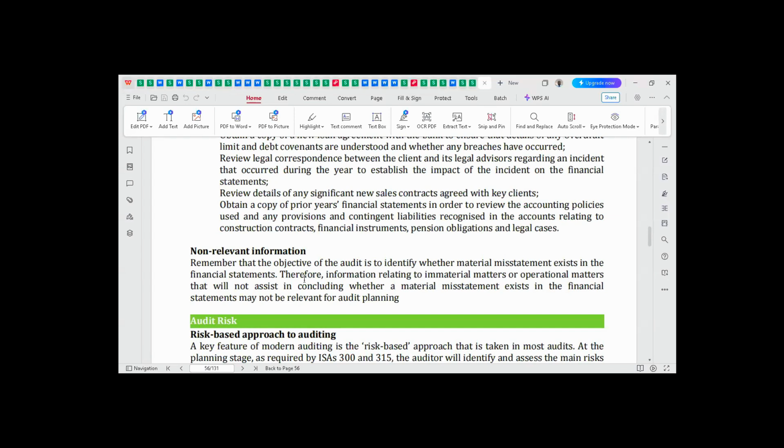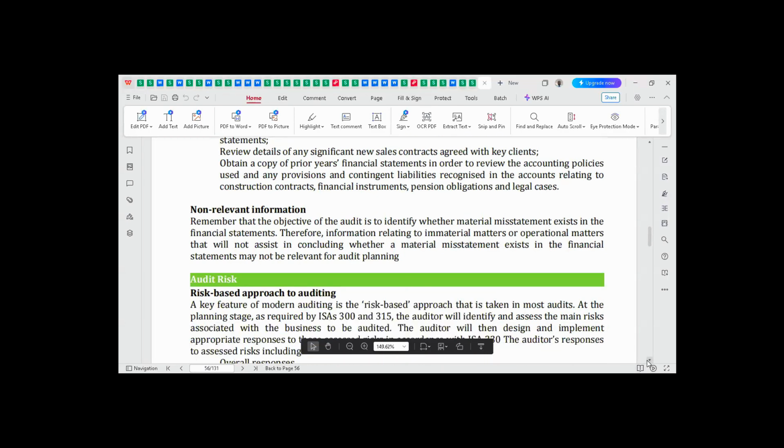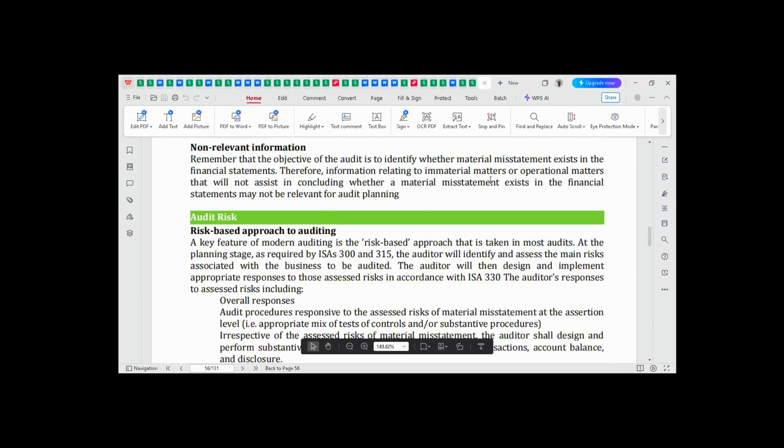But what that means is that the objective of the audit is to identify whether material misstatement exists in financial statements. Therefore, information relating to immaterial matters and operational matters, that will not assist in concluding whether a material misstatement exists in financial statements, will not be relevant to audit planning. Like I said, those other ones, you are going to utilize for other non-audit engagements and services. All right. So that is that.